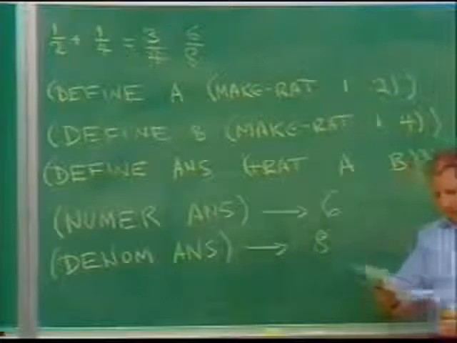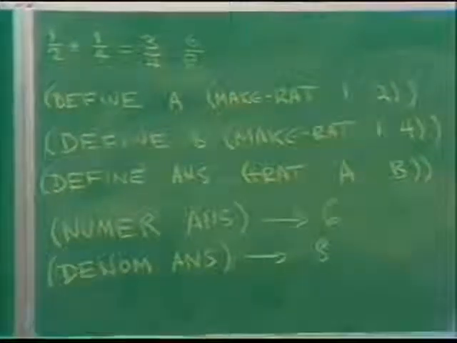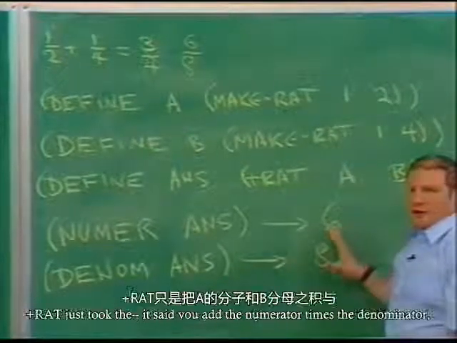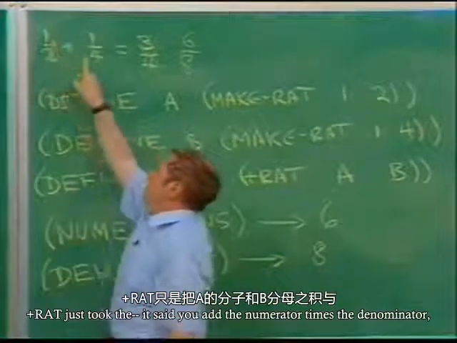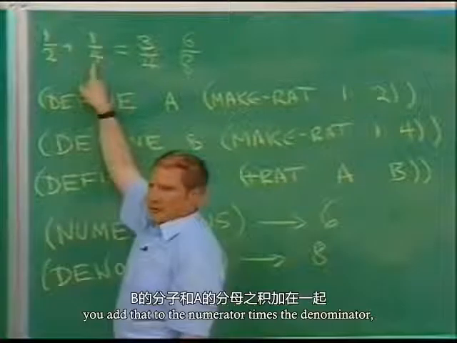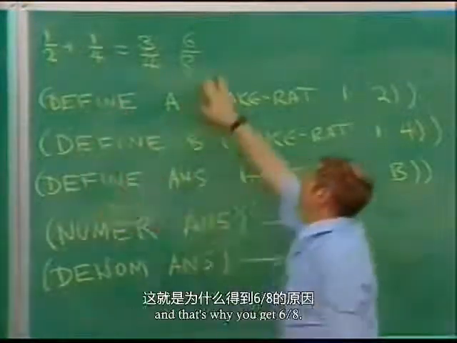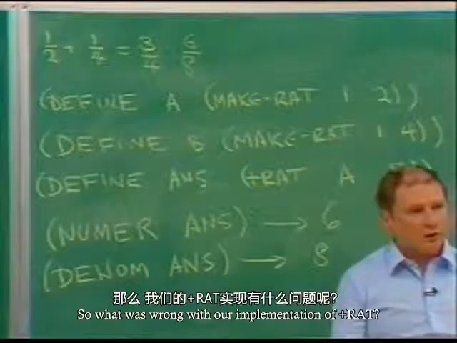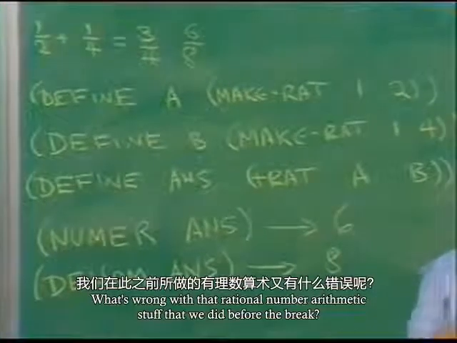Well, that's sort of bad news. Where's the bug? Why does it do that, after all? Well, it's the way that we just had plus-rat. Plus-rat said you add the numerator times the denominator to the numerator times the denominator and put that over the product of the two denominators, and that's why you get 6/8. So what was wrong with our implementation of plus-rat? What's wrong with that rational number arithmetic stuff that we did before the break?